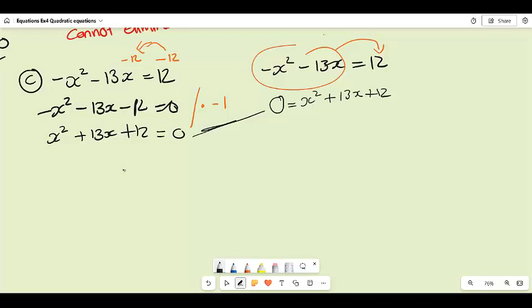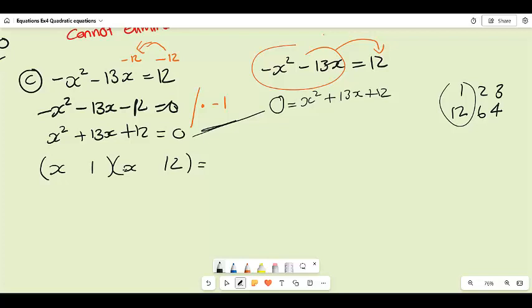Now we can proceed and we can say, okay, let's factorize. So factors of x squared is x and x. Factors of 12 are going to be 1 and 12, 2 and 6, 3 and 4. I want 13. 1 and 12 is the set that gives me 13. 2 and 6 gives me 8. 4 and 3 gives me 7. So for 13, I'm going to go with 1 and 12.